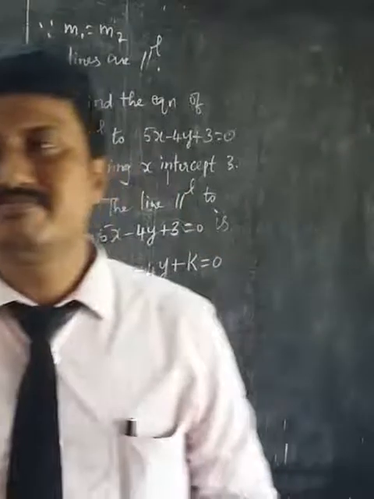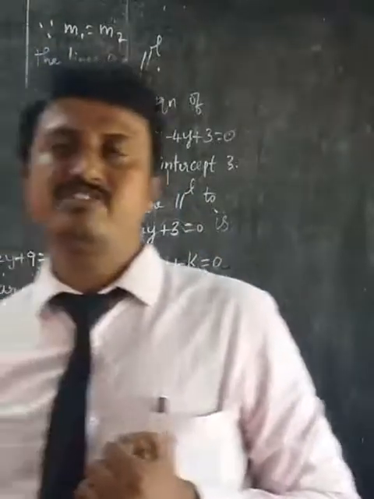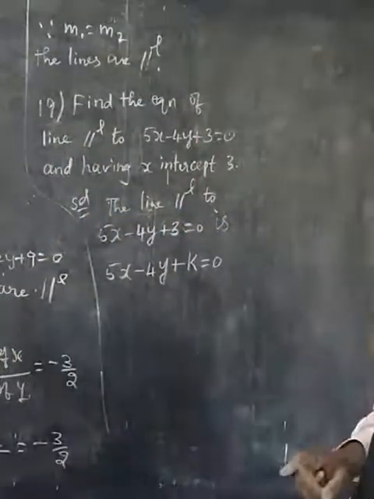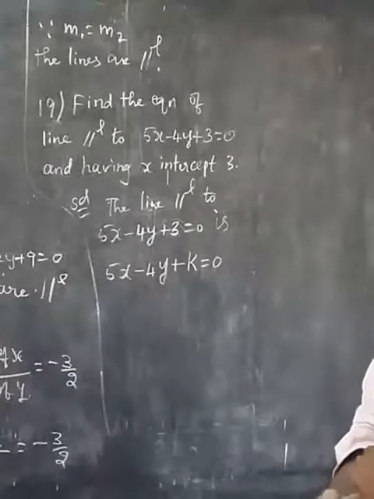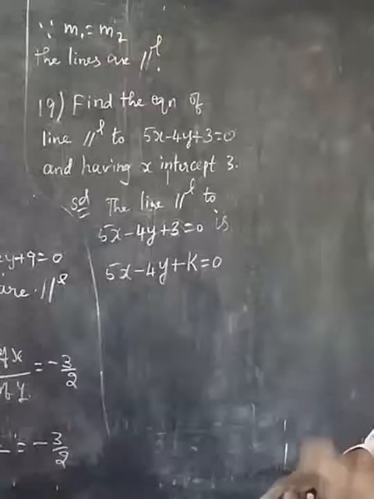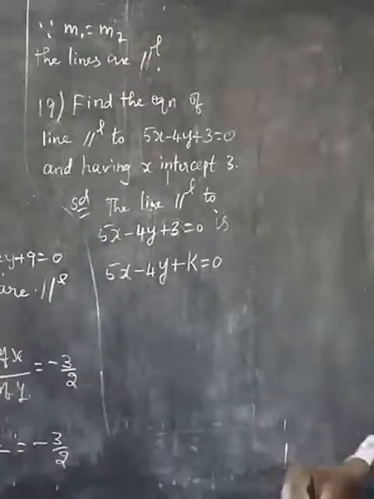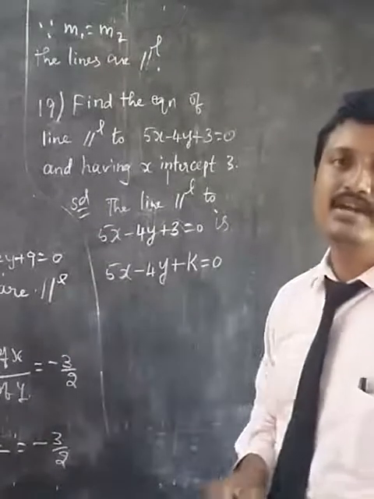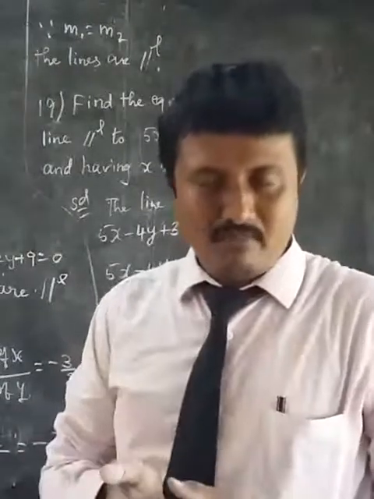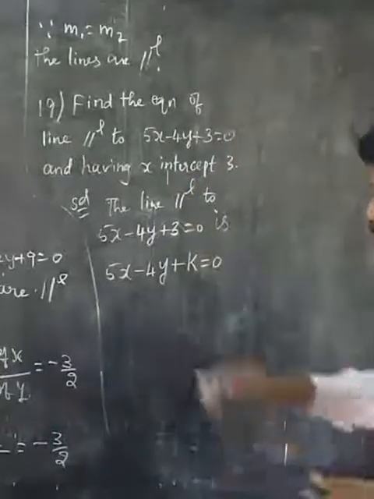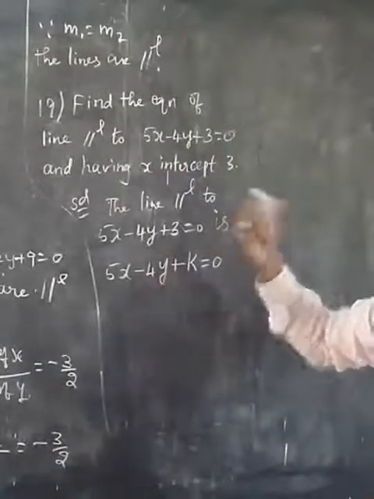Can you remember what is meant by the intercept form of a straight line equation? I told you 7 formats we have learnt. What are the 7 formats? Two points form, slope point form, slope intercept form, intercept form. Out of that, the intercept form is given by x by a plus y by b is equal to 1. That is called the intercept form of the equation of a straight line. So I am going to convert this into intercept form.